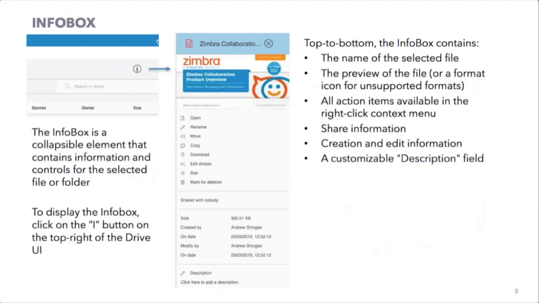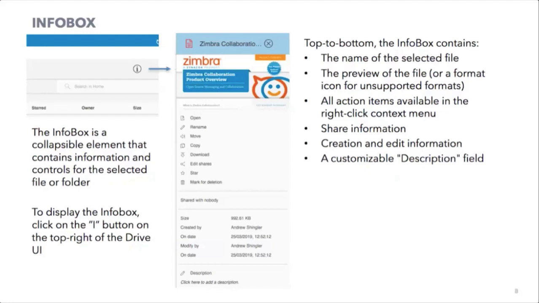So the info box is opened by clicking on the I icon at the top, which opens up this information box, and within there you've got certain information that you can see. From top to bottom, you can see the name of the file that you've selected. You've got a preview of the file, a little thumbnail preview of the contents, as long as it's a format that it can support for previewing. Then you've got the various action items that you would normally get in the right click. So you've got open, rename, move, copy, download, share, edit, star, and delete, and so on. Again, you've got access to all those.